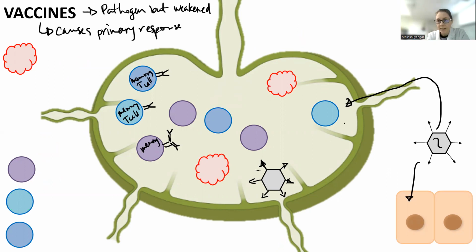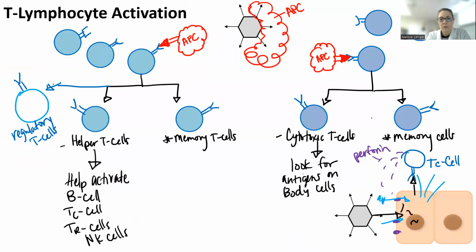If you get vaccinated and then you get infected or exposed, you're going to have a secondary exposure. Now you're going to use these memory cells and bypass the primary response and go straight to your secondary response. So we're going to use our memory cells here. As our virus enters again, I don't have to use my antigen presenting cell.